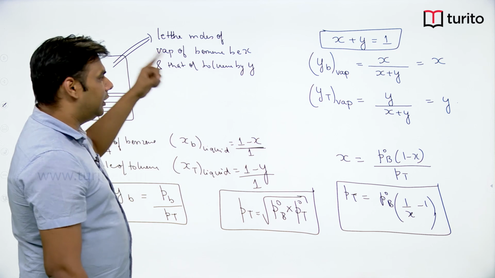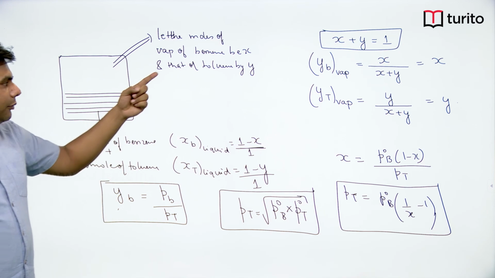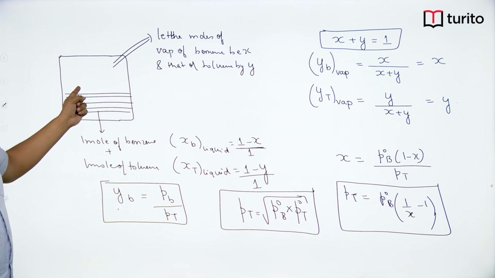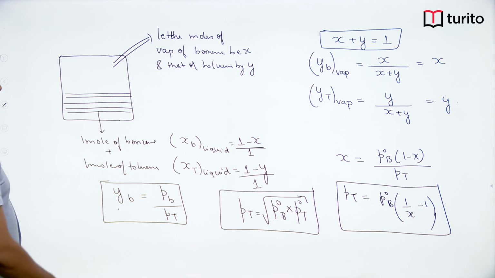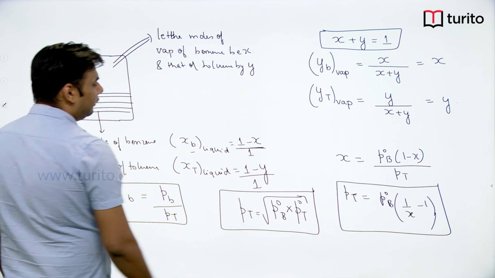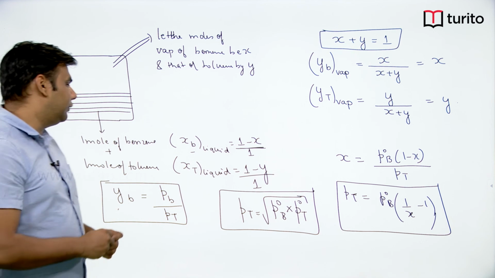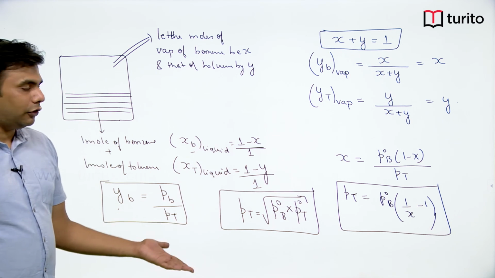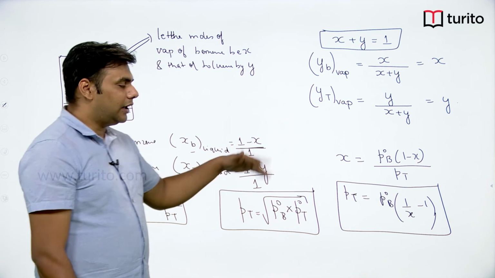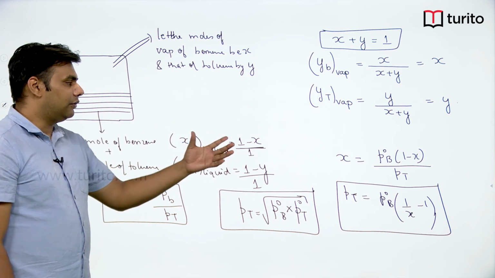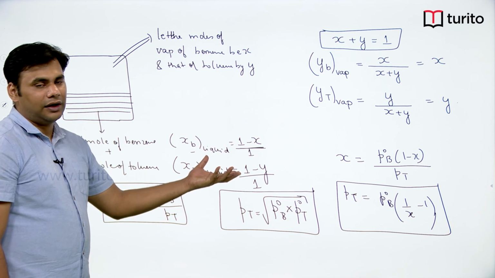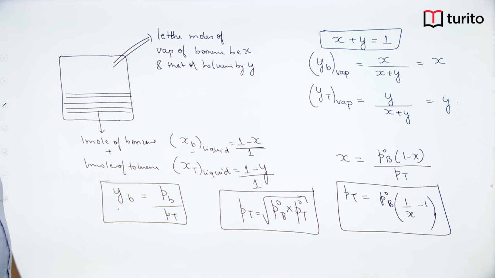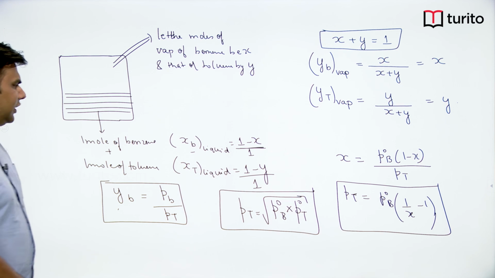So the mole fraction of benzene in the vapor would be X. The mole fraction of toluene in the vapor phase would be Y. The mole fraction of benzene in the liquid would be 1 minus X, and that of toluene would be 1 minus Y. So basically you have to write the expression for the total pressure, and then use the equation and cancel out X, and you will get the value in terms of P naught B and P naught T. So just do the calculations.